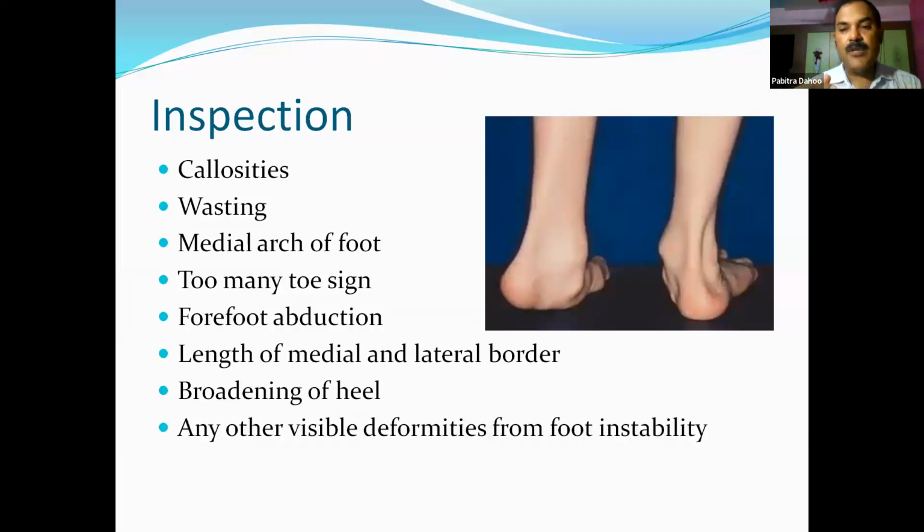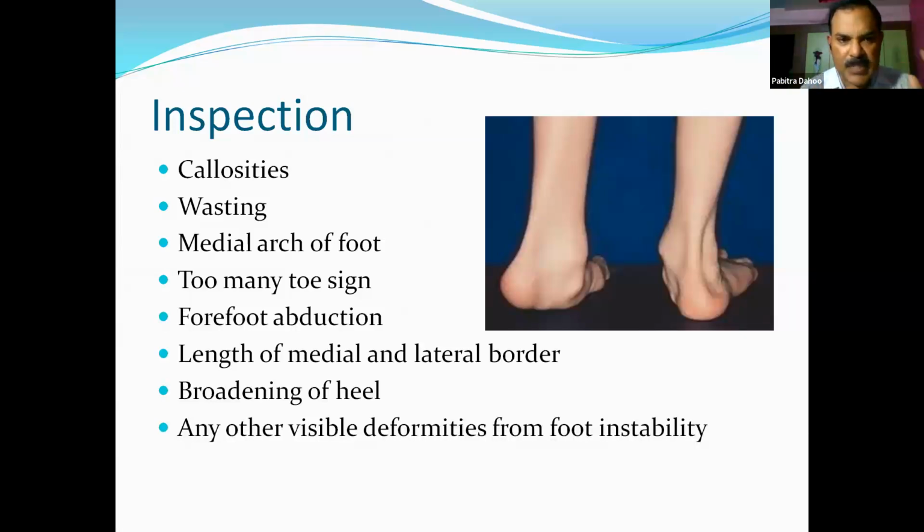And sometimes you get callosity in the dorsum of the great toes. That's a telltale sign that you are dealing with a spastic foot. During walking, the child will toe drag and you will get callosities on the metatarsophalangeal joint of the great toe, second toe, or third toe. Okay. Then wasting, of course, is not marked in case of spasticity. In other lower motor conditions, you will get wasting in paralytic foot cases.